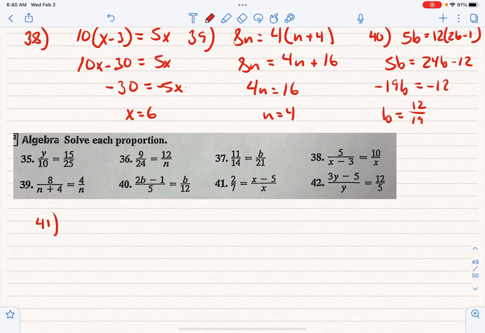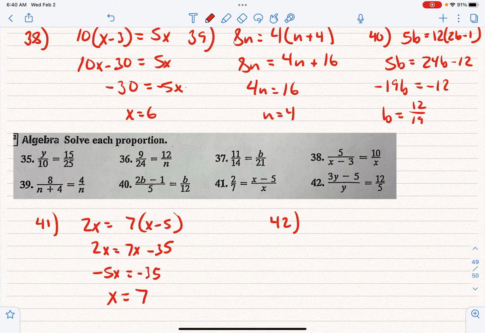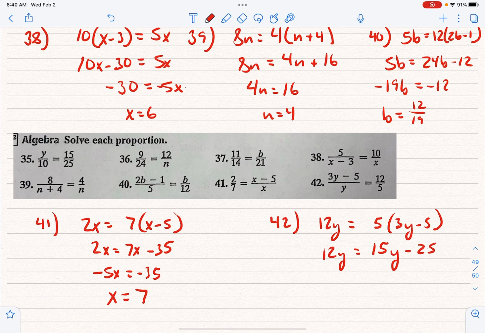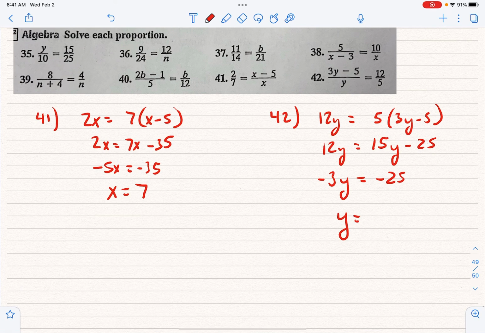And for 41, when we cross multiply, we get that 2x is equal to 7 times x minus 5. When you distribute on that other side, you get 7x minus 35. Subtract the 7x from both sides. Negative 5x is equal to negative 35. When you divide, you get x equals 7. And for 42, when you cross multiply, you get 12y is equal to 5 times 3y minus 5. So that gives you 12y is equal to 15y minus 25. Subtract the 15y from both sides. We get negative 3y is equal to negative 25. And so that's a little bit gross because we wish it came out clean. We get 25 thirds, which is 8 1/3.